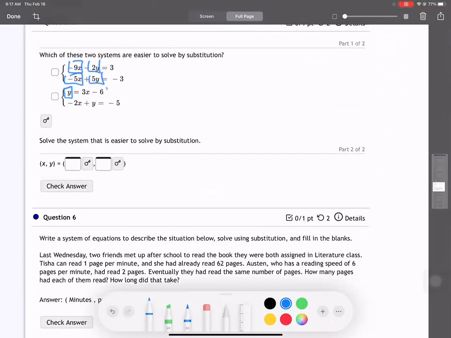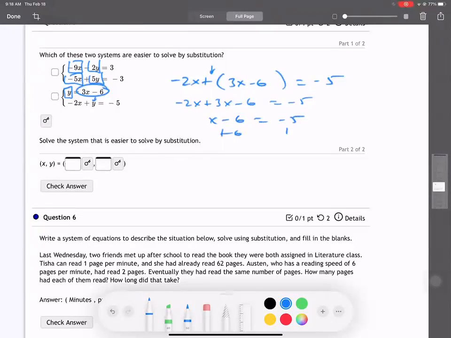Since we can solve for y, we know what y is now. Negative 2x plus y, and y is 3x minus 6, equals negative 5. Since there's no number in the front, we can just get rid of the parentheses. Negative 2x plus 3x minus 6 equals negative 5. Negative 2x plus 3x is x, minus 6 is equal to negative 5. Plus 6 on both sides, x is equal to 1.